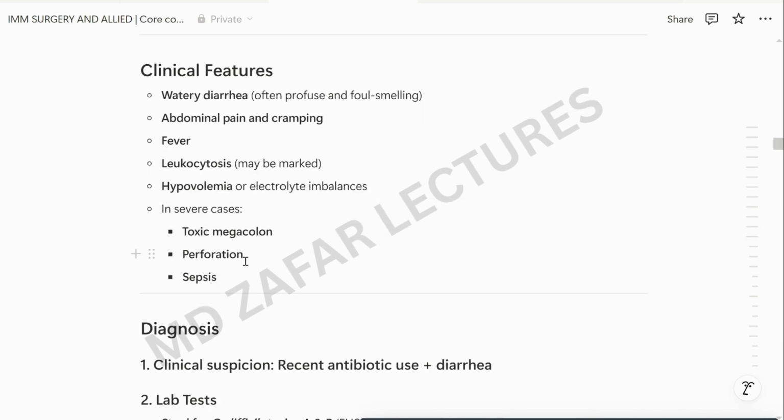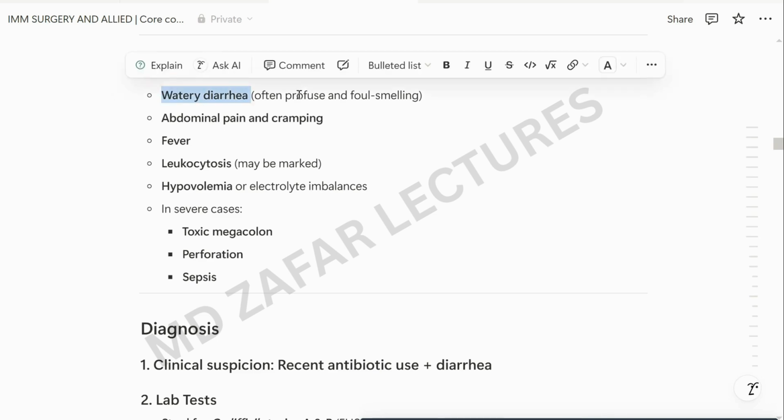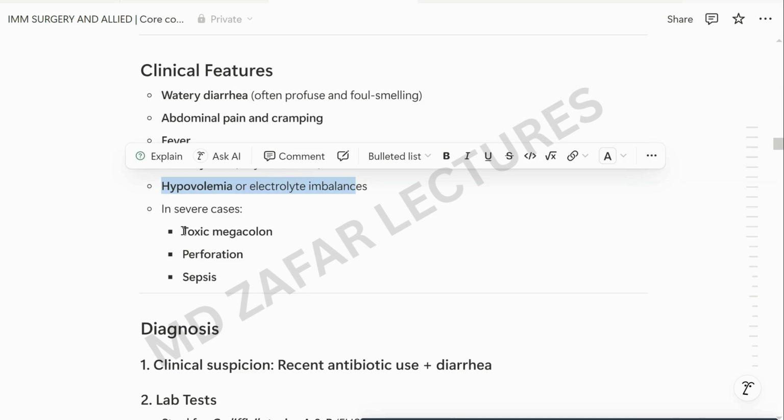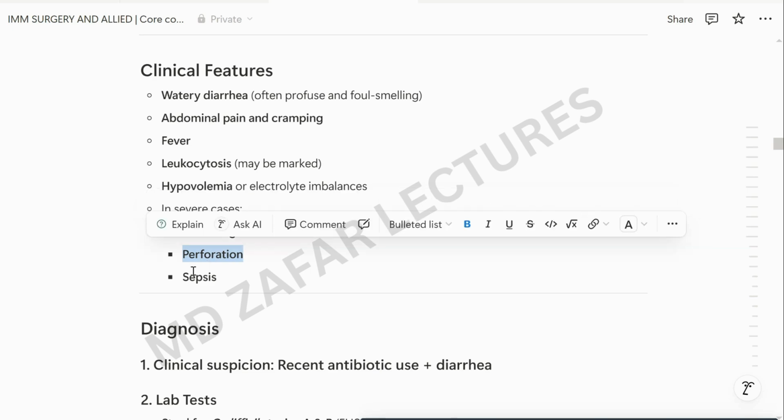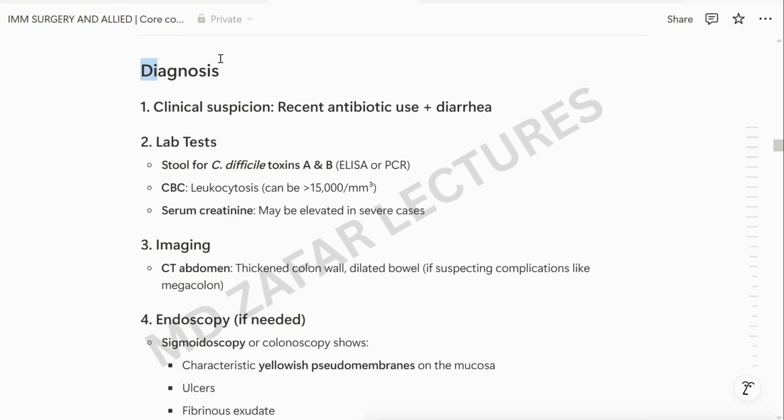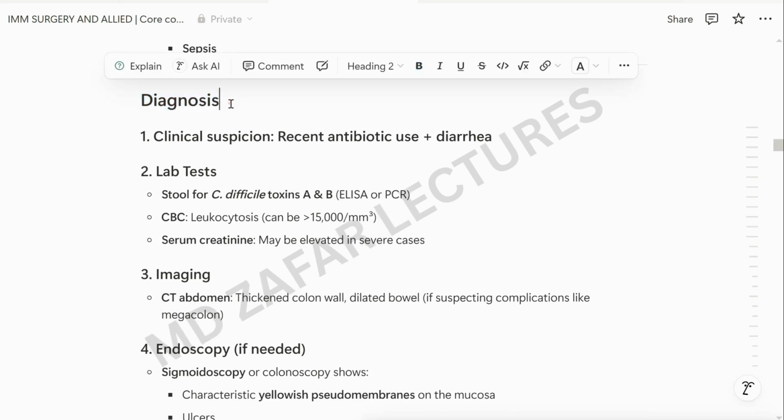Talking about the clinical features, the patient will develop watery diarrhea, which is often profuse and foul-smelling, in association with abdominal pain and cramping. Patient can also develop signs of sepsis and signs of shock, which include fever, increase in the WBCs, hypovolemia with associated electrolyte imbalance. In severe cases, there could be development of toxic megacolon or perforation, and full-blown sepsis can also develop. So now we will talk about the diagnosis of pseudomembranous colitis.